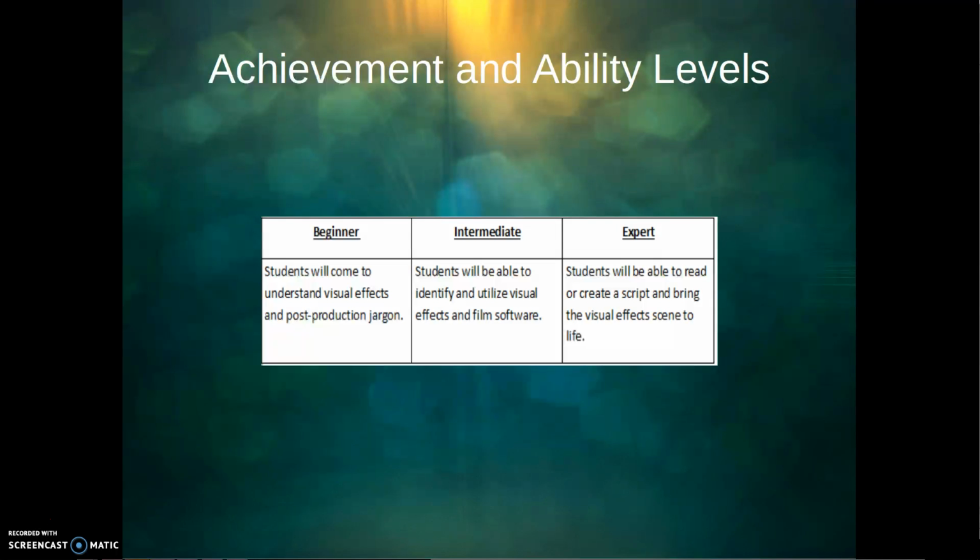Achievement and ability levels. Beginner. Students will come to understand visual effects and post-production jargon. Intermediate. Students will be able to identify and utilize visual effects and film software. Expert. Students will be able to read or create a script and bring the visual effects scene to life.